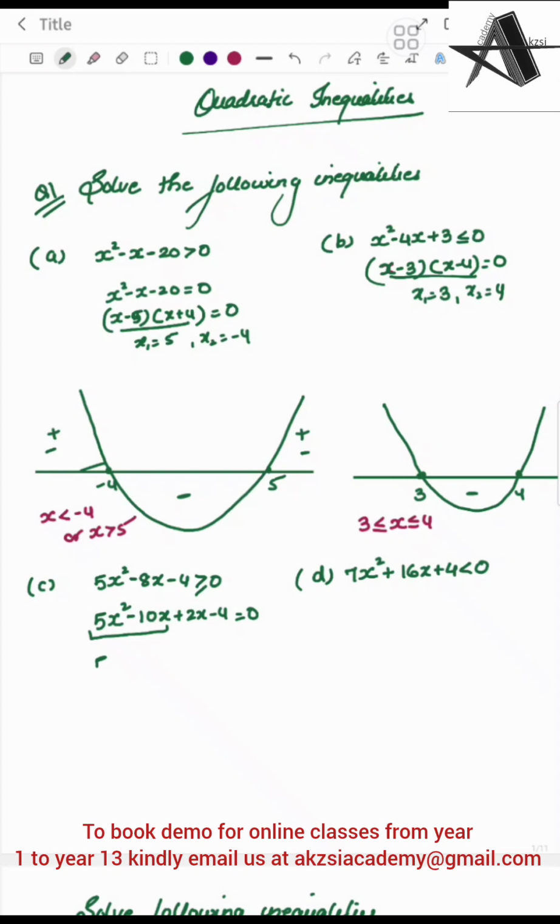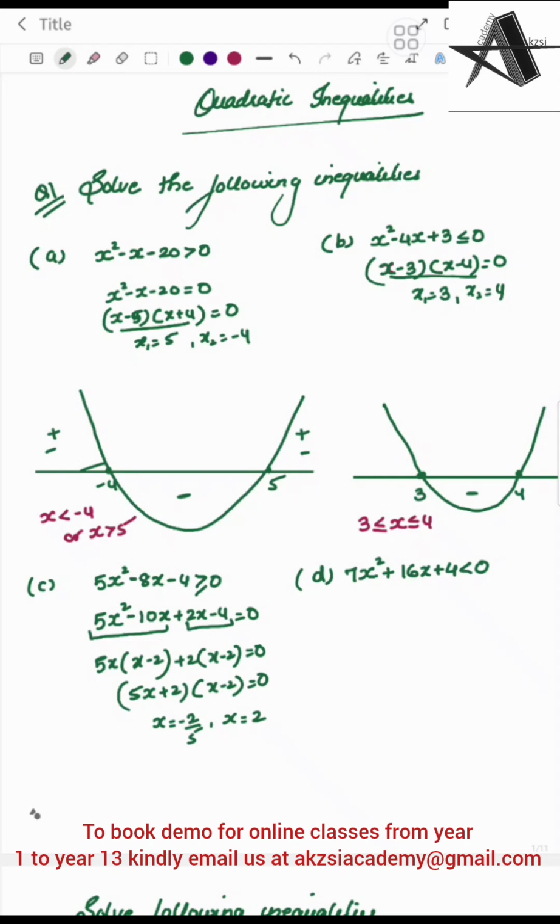Make the pairs. Take out 5x as common, the answer will be x minus 2. Take out 2 as common, the answer will be x minus 2. From here, the two factors are 5x plus 2 times x minus 2 equals 0. So you'll get x as negative 2 over 5 and x equals positive 2. So your two values are negative 2 over 5 and positive 2.